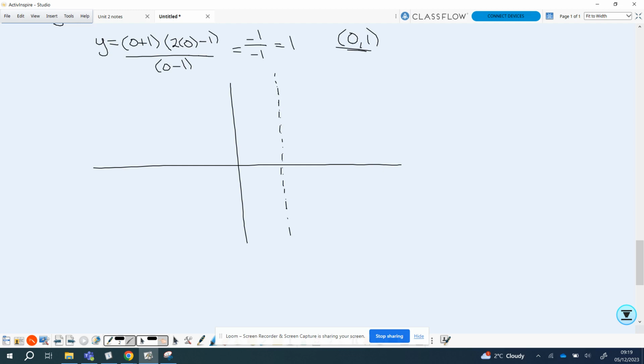Our second one was y equals 2x plus 3. Now that means that it's crossing the y-axis at 3, and it's got a slope of 2, so therefore that's our two asymptotes there, ish. But you get the idea. We've got a slope there, sort of curves a bit too much there, but we've got a slope line there.